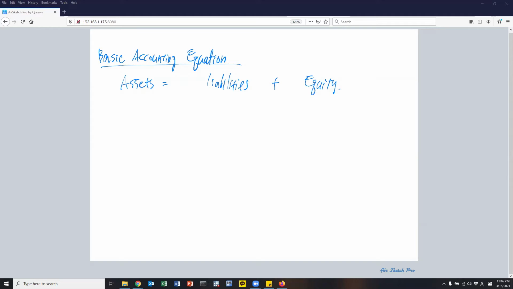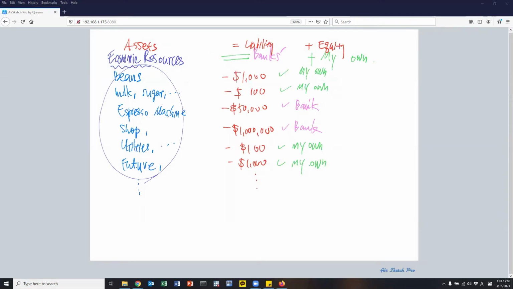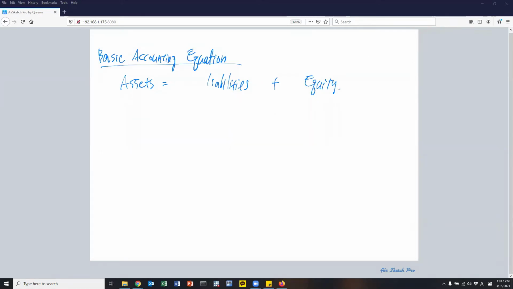Indeed, we can extend this basic accounting equation. To talk about that, let's go back to our example of the coffee shop. Let's say that today is January 1st, and today I begin my own business when the total dollar amount of assets that I own, that are financed by banks or equity, is, say, $1 million.